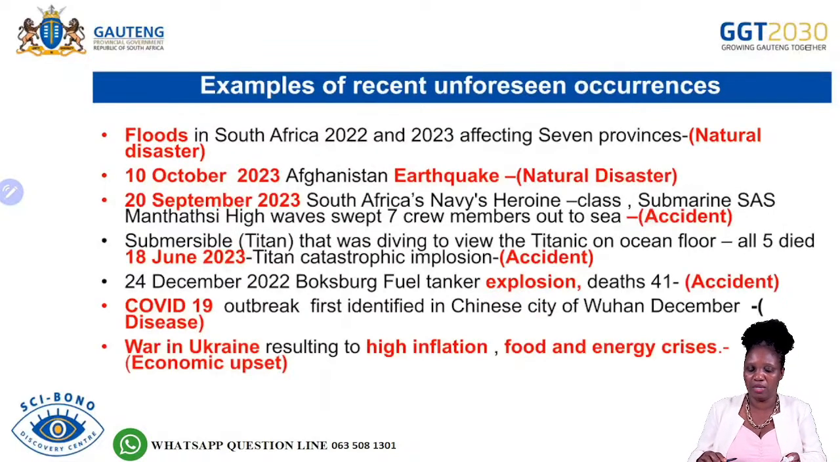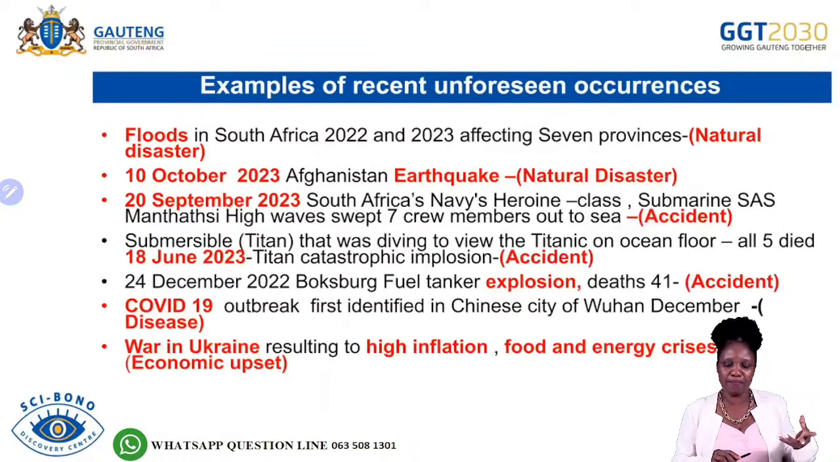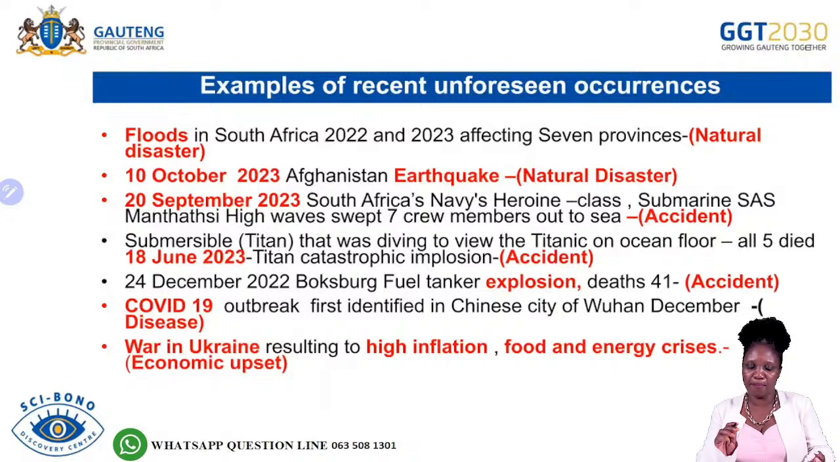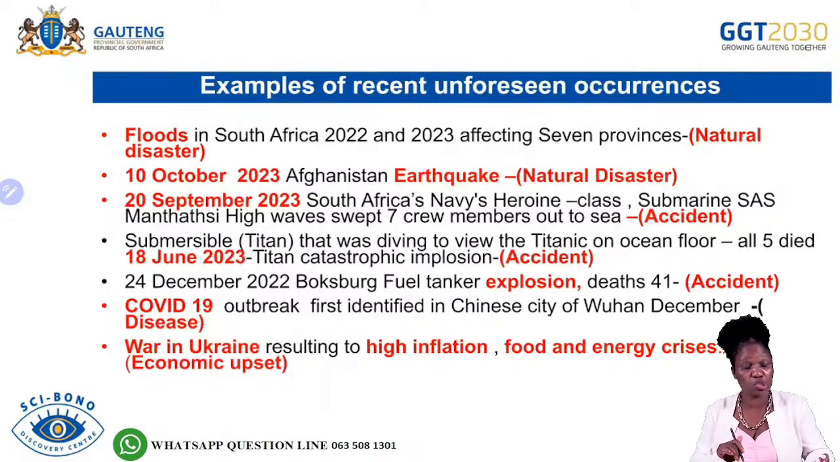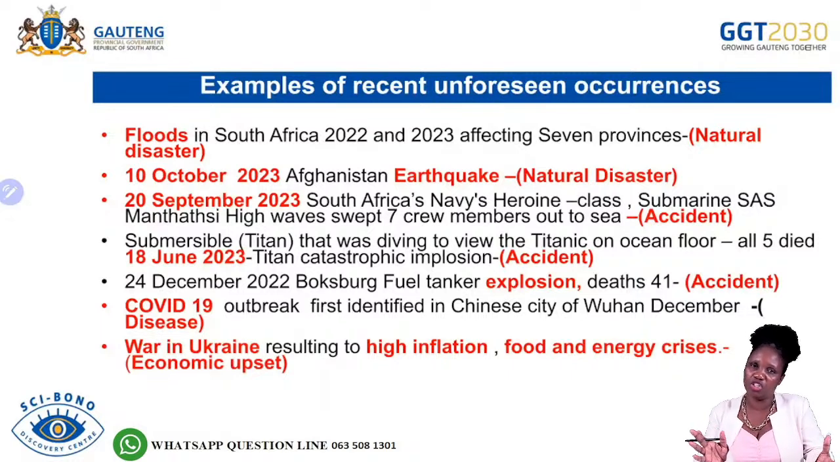Okay. And then we've got examples of unforeseen occurrences. We've got floods. Okay. Remember, there were floods in South Africa in 2022 and 2023, affecting 7 provinces. This is a natural disaster. And then 10 October 2023, Afghanistan earthquake. That's a natural disaster. Okay. And then 20 September 2023, South Africa's Navy rowing class submarine SAS had high waves sweep 7 crew members out to sea. That was an accident.